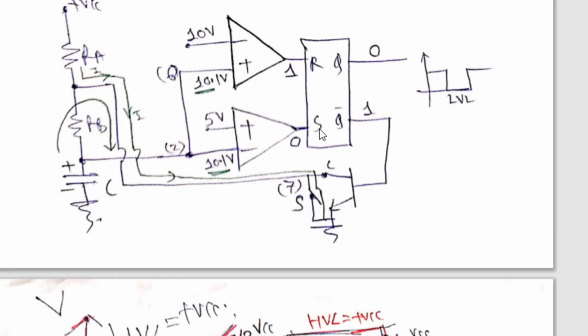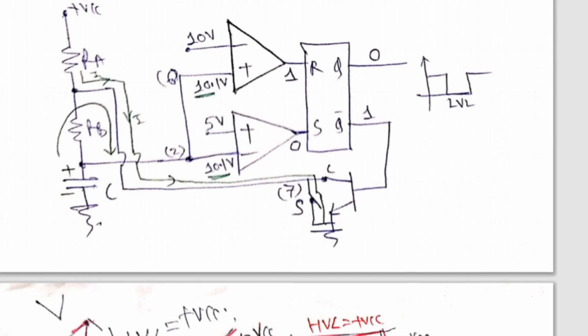Therefore the flip-flop S input will become 1, R will become 0, and Q will become 1. So LVL will go to HVL, and in this way, how long time does LVL remain? Till the capacitor gets discharged from two-third Vcc to one-third Vcc, LVL will continue. How long time does HVL remain? Till the capacitor gets charged from 0 volt to two-third of Vcc.